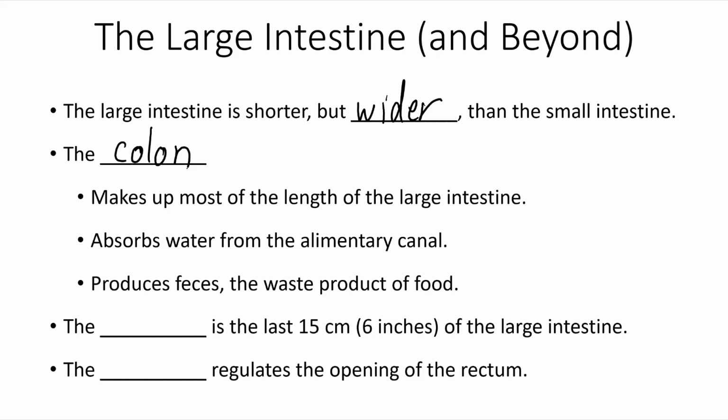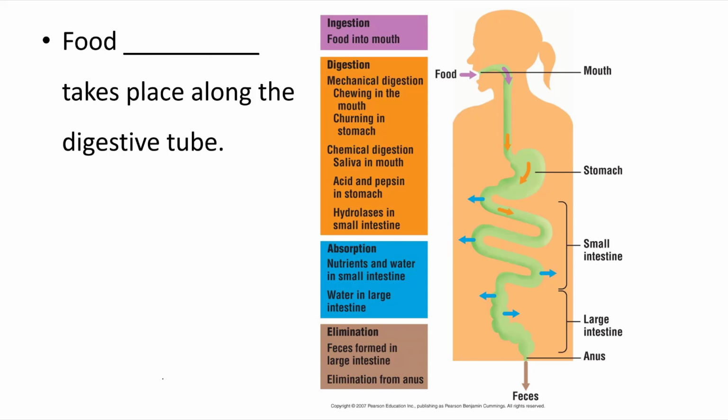The last 15 centimeters or 6 inches or so of the large intestine is known as the rectum. It has thicker muscular walls than the rest of the large intestine. And then lastly, the anus regulates the opening of the rectum, allowing waste to be expelled from the digestive system. And so just as a quick recap, the 4 stages of food processing are ingestion, digestion, absorption, and elimination. And these functions happen at various locations throughout the human digestive system.